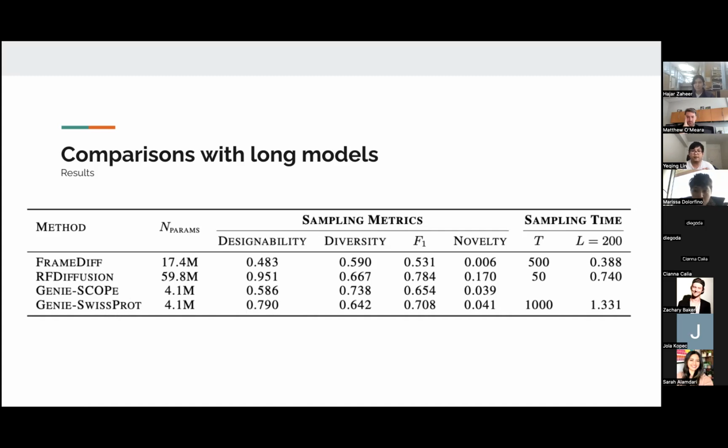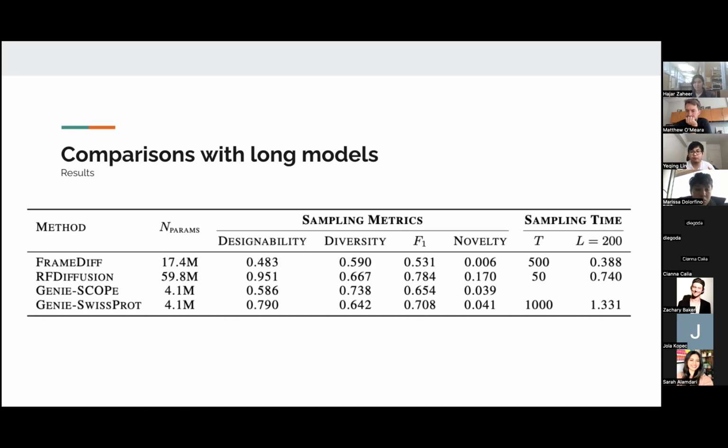Second, RF diffusion is using a pre-trained Rosetta Fold model to start with, which means that it's seeing much more data, because Rosetta Fold is trained not just on the PDB data set, it's also using some of the AlphaFold database. So it's seeing much more data, and then it takes more time to train. So there's two caveats on that.